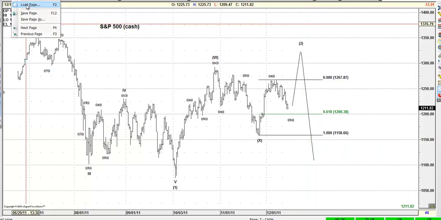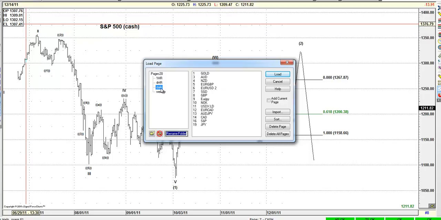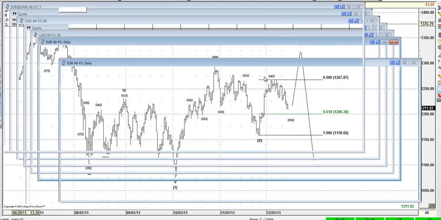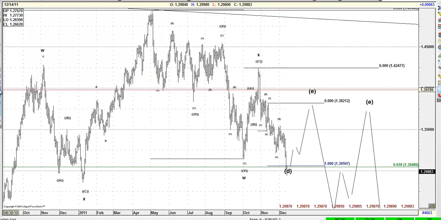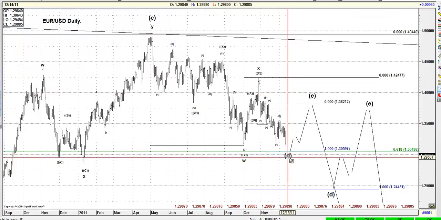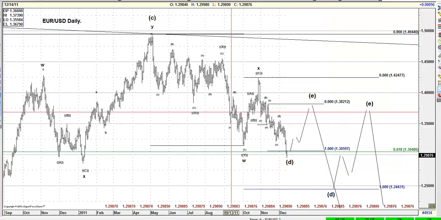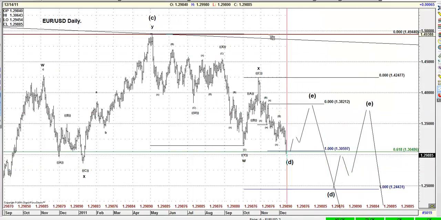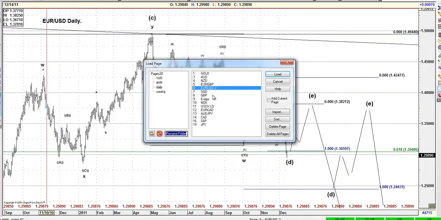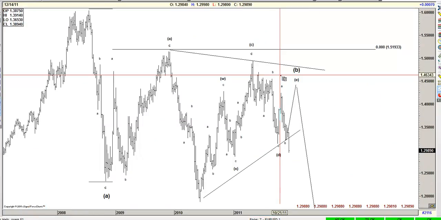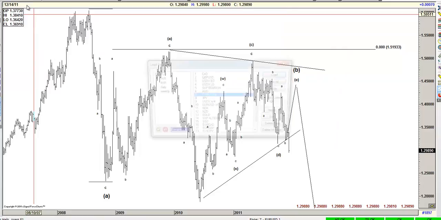Now, let's take a look at the euro. And for that, let's move on to the daily chart. This is what I mean on the euro. We believe that we are ready either in... Let's take a look at the weekly. One second, it's better for you guys. Not this one, the other one.